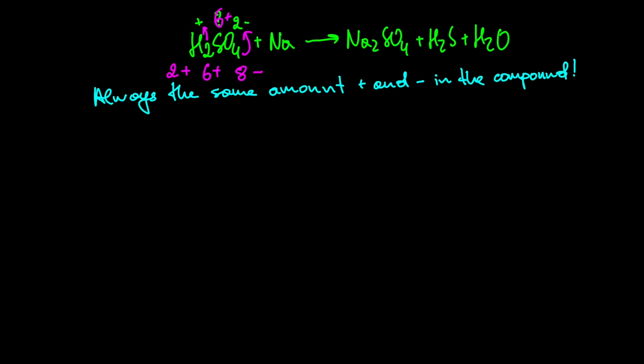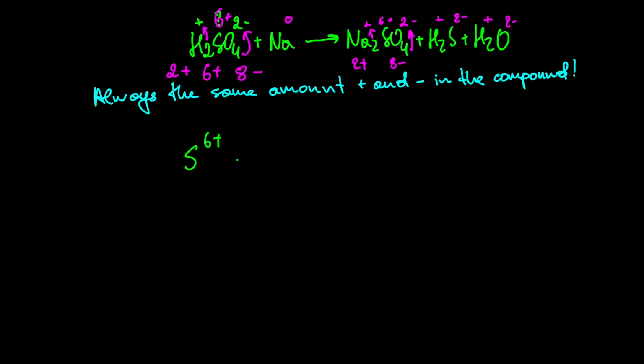Next, we have pure sodium, which is 0. The sodium ion is plus, oxygen is 2 minus, and sulfur once again is 6 plus. 8 minuses and 2 pluses, right? Then we have hydrogen, which is plus, sulfur is 2 minus, hydrogen is plus, and oxygen is 2 minus. So our half reactions should look like this.